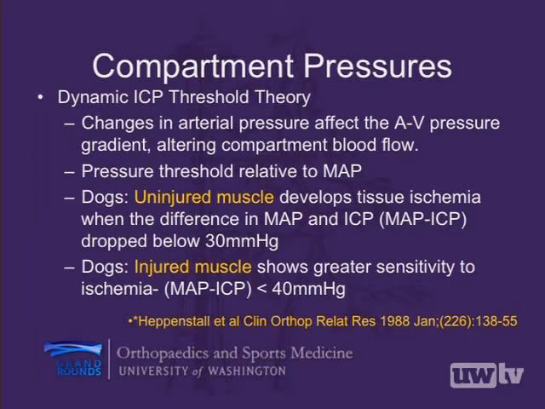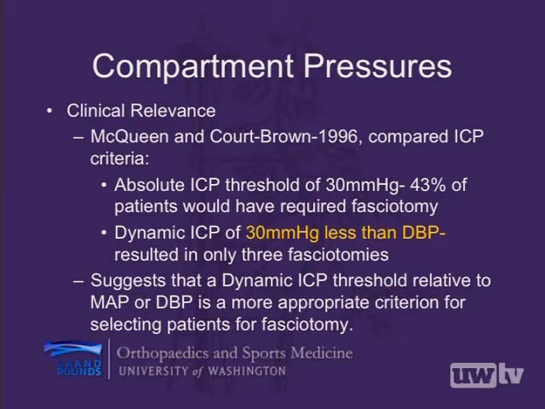Also found in this particular study was that injured muscle showed greater sensitivity to ischemia, and that threshold was less than 40 millimeters mercury. McQueen and Court Brown from Edinburgh, Scotland in 1996 looked at 116 patients with tibial plateau fractures and looked at the dynamic intracompartmental pressure. What they found is that an absolute intracompartmental pressure threshold of 30 millimeters mercury, when used as the dynamic pressure, 43% of the patients would have required a fasciotomy.